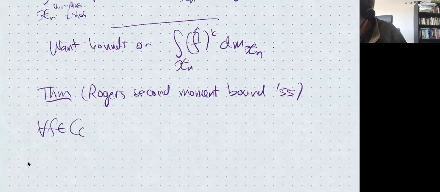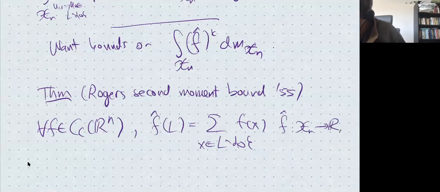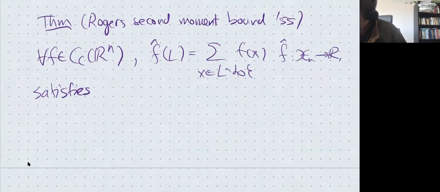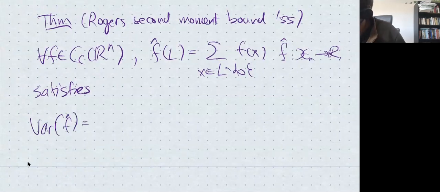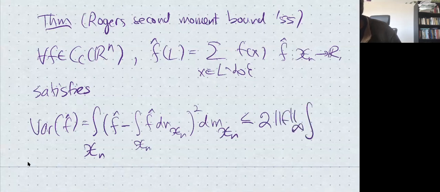For every f compactly supported on R^n, the usual transform, which is now a function on the space of lattices, satisfies that the variance of f hat, which I'm reminding you is just by definition the second moment minus the square of the mean, is bounded from above by 2 times the sup norm of f times the L^1 norm of f hat.